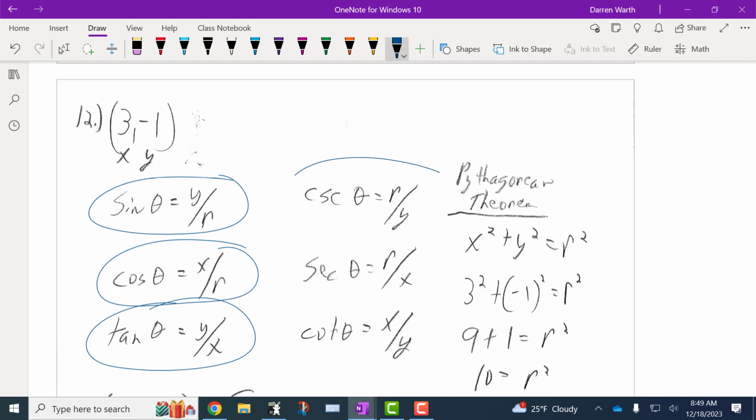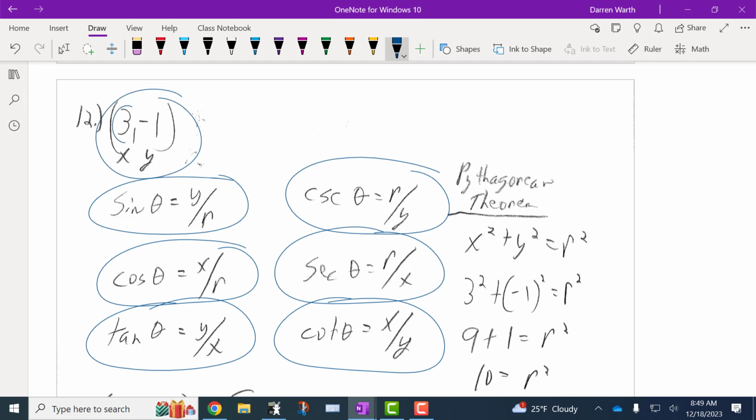Do the reciprocals. Cosecant of theta is r over y, secant of theta is r over x, cotangent of theta is x over y. You'll notice that they give us the x and the y value. X is 3, y is negative 1. We're going to use our Pythagorean theorem to find out what r is equivalent to. So substituting in the 3, I got 3 squared.